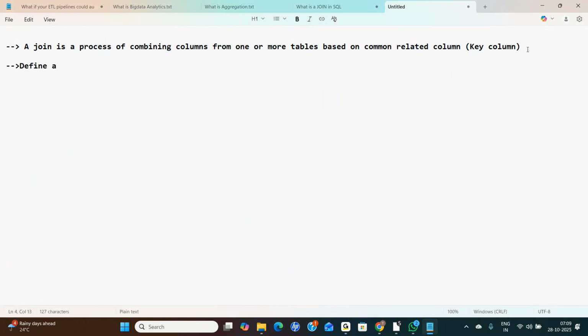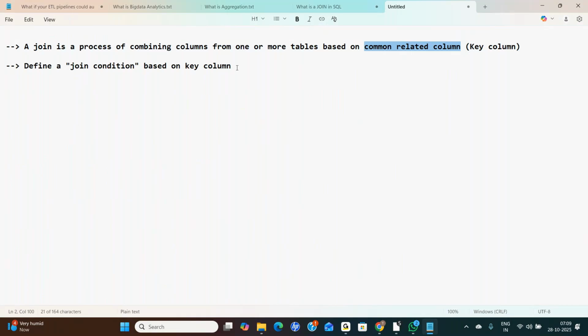You can write: define a join condition based on the key column. You need to define the join condition while combining the columns. You have to define a join condition based on the key column. Key column means common related column.